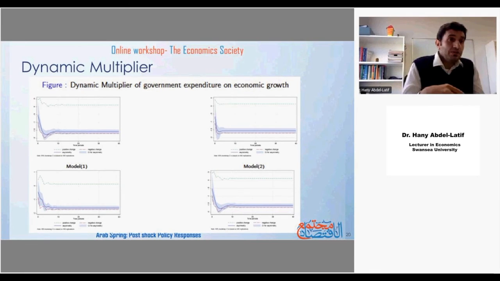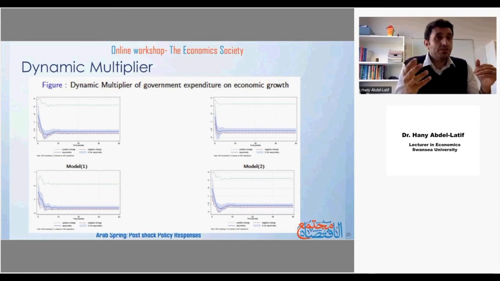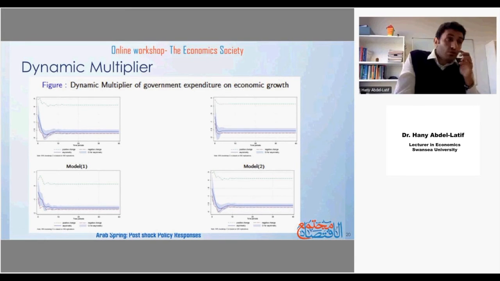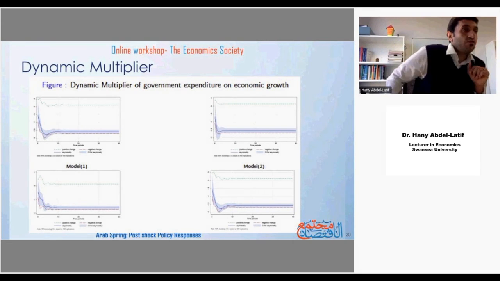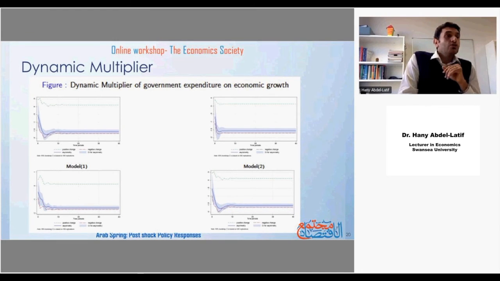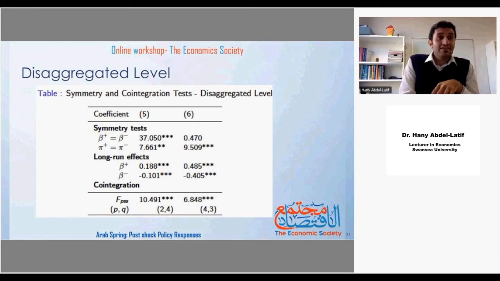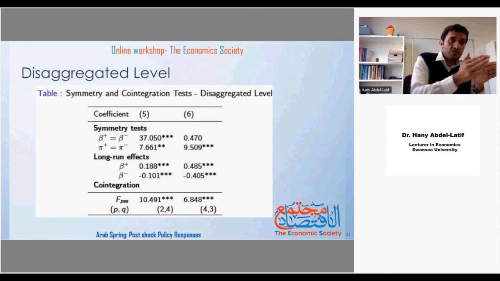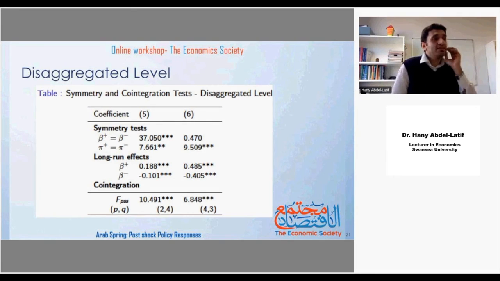So we looked at GDP on the left-hand side, government expenditure on the right-hand side, and here we looked at government expenditure in total. Then we thought, why not look at different sectors and see if we could identify different impacts across sectors for government spending on economic growth. We could find data, as I said, only for education and military expenditure. Model 5 here is for education. Model 6 is for military expenditure.